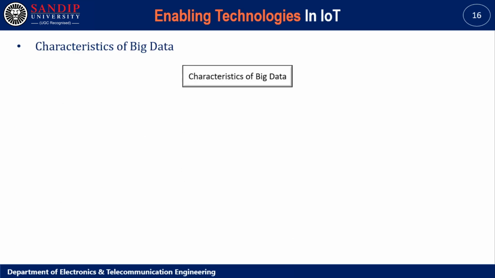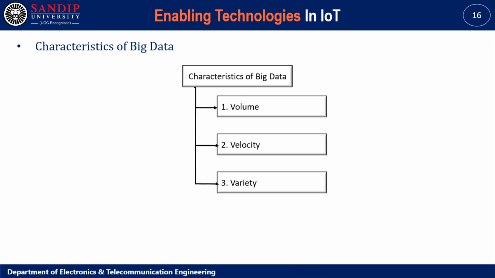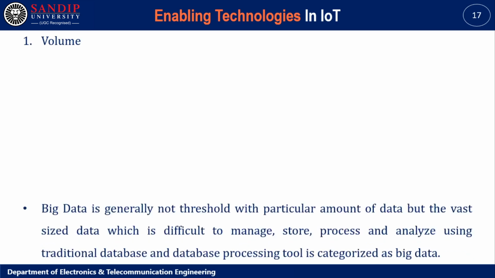Characteristics of big data. First is volume. Second is velocity. Third is variety. Let us discuss volume first.